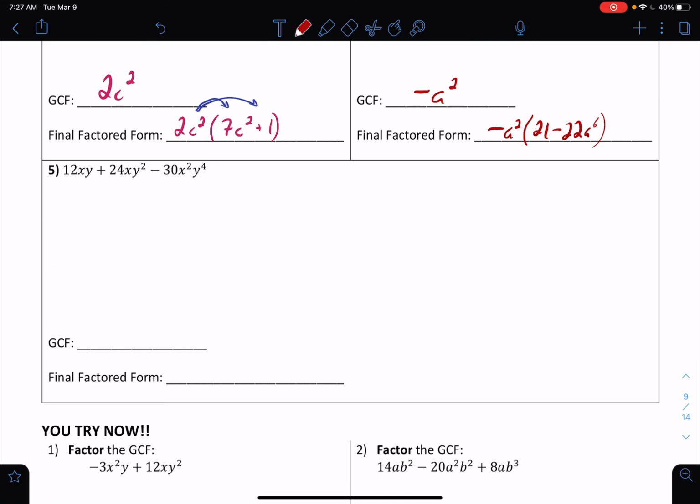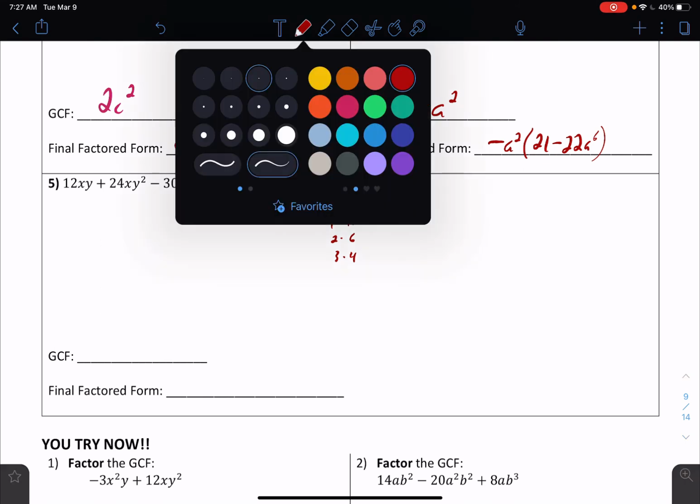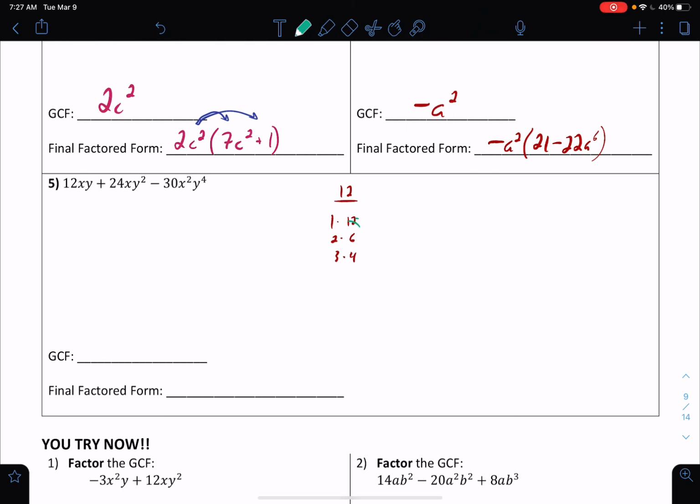So 12, 24, and 30. Well, let's look at 12. 12 is 1 times 12, 2 times 6, 3 times 4. All right, which of these is the biggest number that goes into 12, 24, and 30? Okay, well, 12 goes into 24, but it doesn't go into 30, so that's out. What about 6? Well, 6 goes into 12, obviously. 6 also goes into 24, and 6 also goes into 30. Okay, so I can factor out a 6.